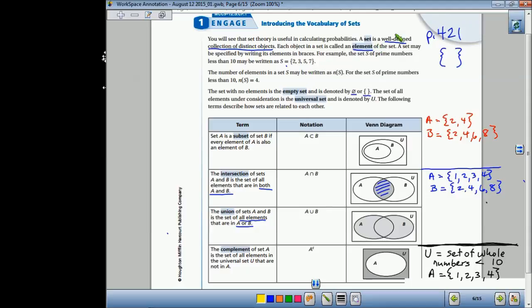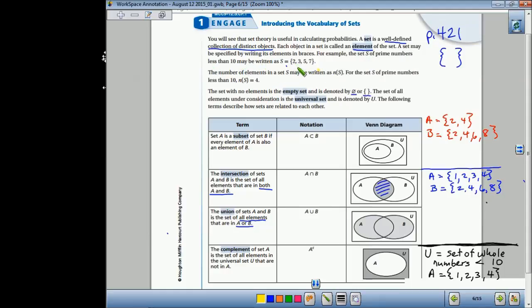Now, a set is just a well-defined collection of distinct objects. Generally, in mathematics, when we're talking sets, we're talking about sets of numbers, usually. Each object in a set is called an element of the set. I've also seen it called a member. A set may be specified by writing its elements in braces. So if you're trying to show me you're talking about a set, at either end you would use the braces, the squiggly brackets. The set S of prime numbers less than 10 is written this way.